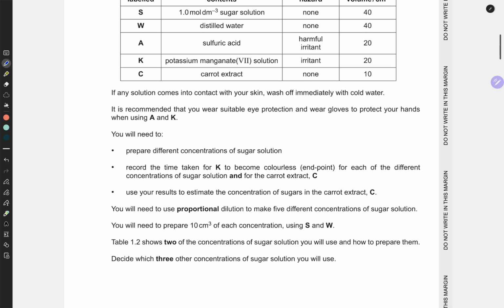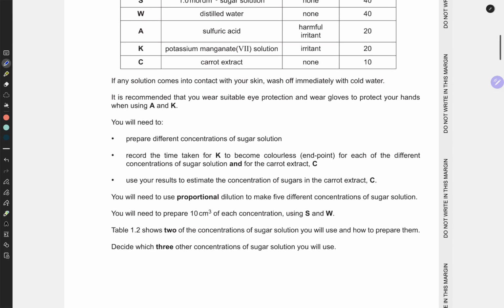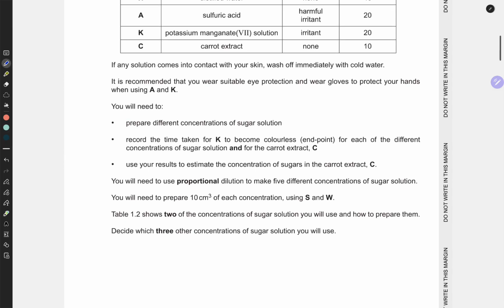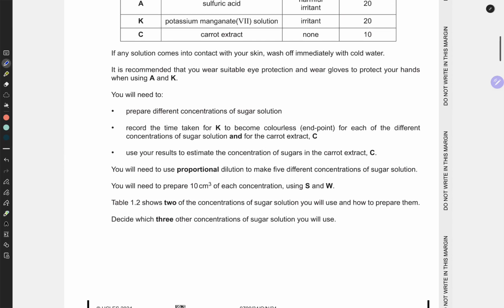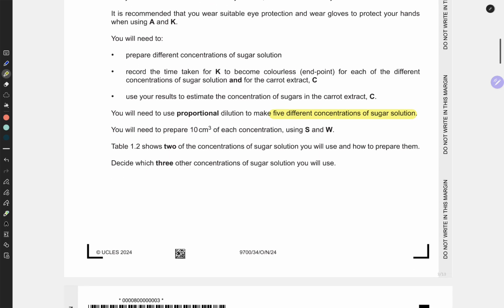You will need to prepare different concentrations of sugar solution. Record the time for K to become colorless, which is the endpoint, for each of the different concentrations of sugar solution and the carrot extract. Use your results to estimate the concentration of sugars in the carrot extract. You will need to use proportional dilution to make 5 different concentrations of sugar solution. So you need to make 5 different concentrations. You will need to prepare 10 cm^3 of each concentration using S and W.